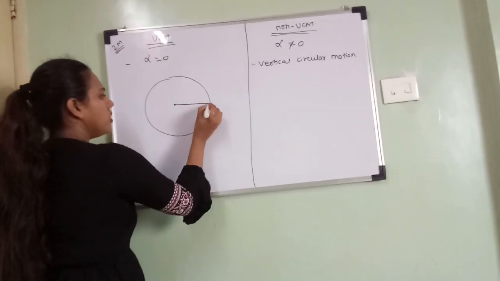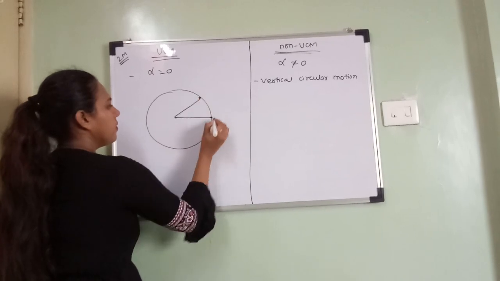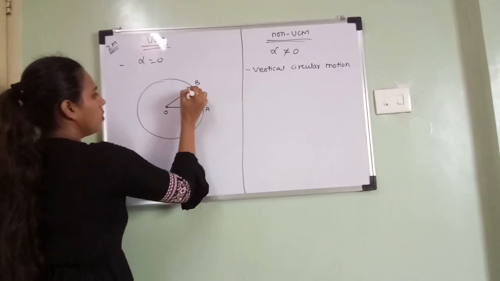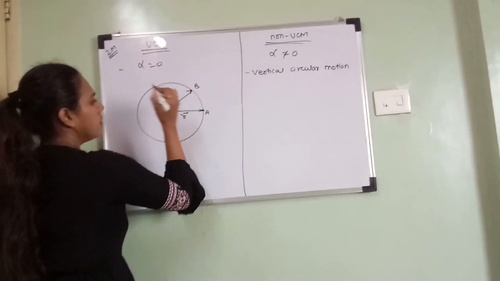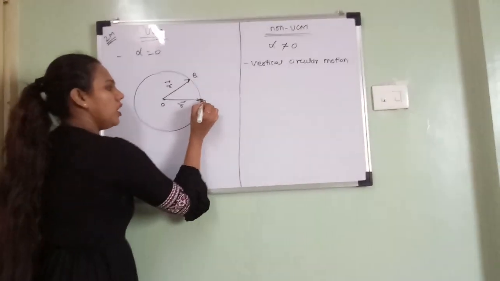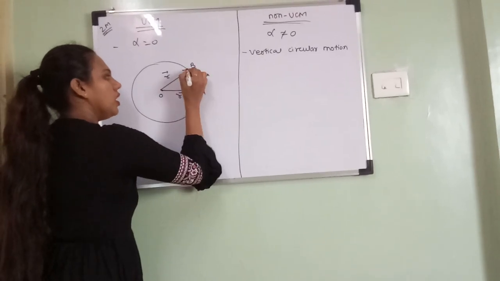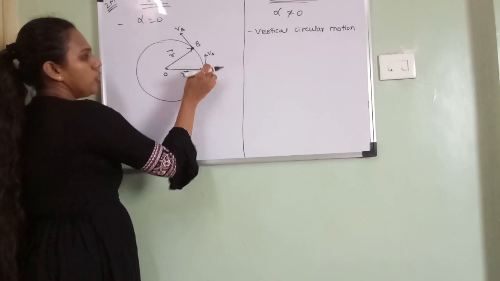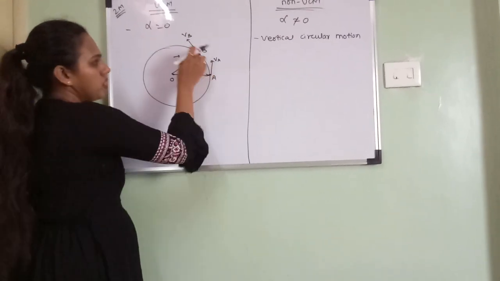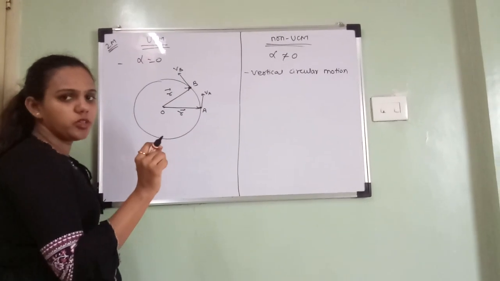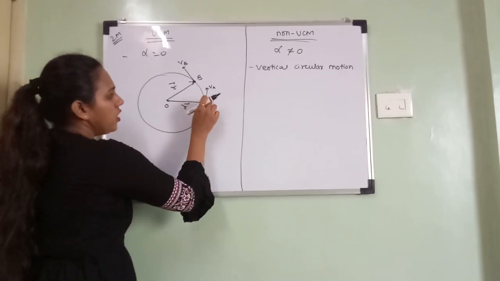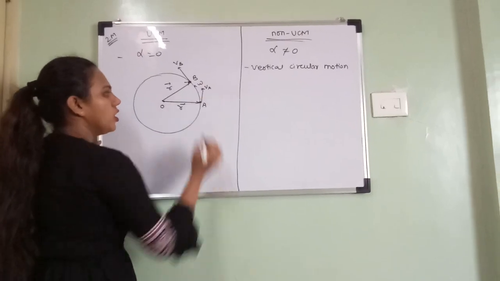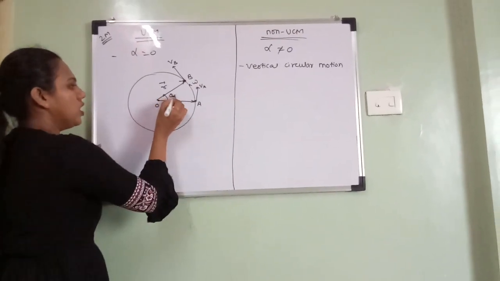Now let's see some small concepts about non-uniform circular motion and uniform circular motion. For uniform circular motion, see, suppose this is point A, this is point B, O, R bar, right? At this point A, the velocity is VA. At this point B, the velocity is VB. The magnitude of VA and VB is same, but the direction is changing. So a very important point in UCM is magnitude remains same, but direction goes on changing. Angular velocity is constant. This is theta.